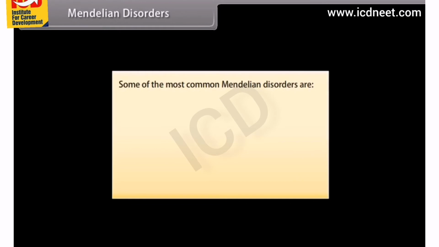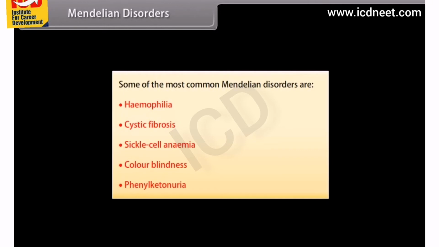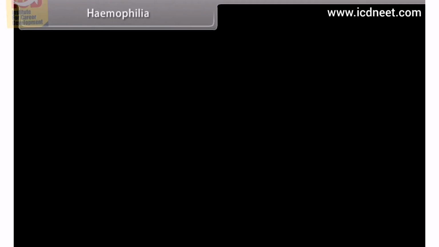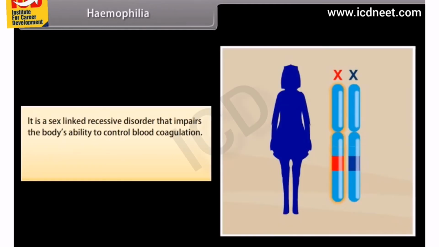Mendelian disorders. Some of the most common Mendelian disorders are hemophilia, cystic fibrosis, sickle cell anemia, color blindness, phenylketonuria. Hemophilia. It is a sex-linked recessive disorder that impairs the body's ability to control blood coagulation. It is caused due to the deficiency of certain clotting factors.